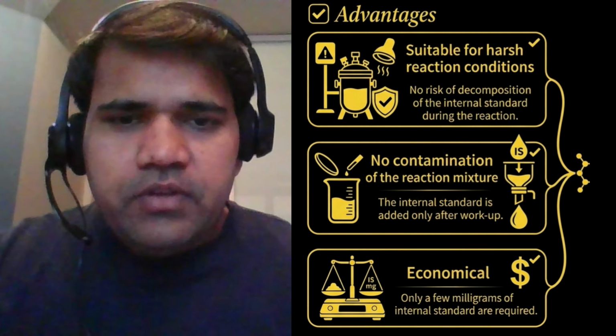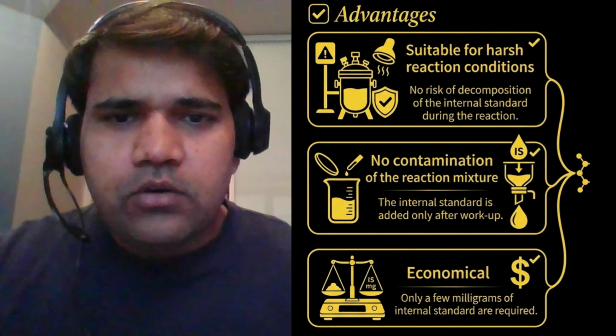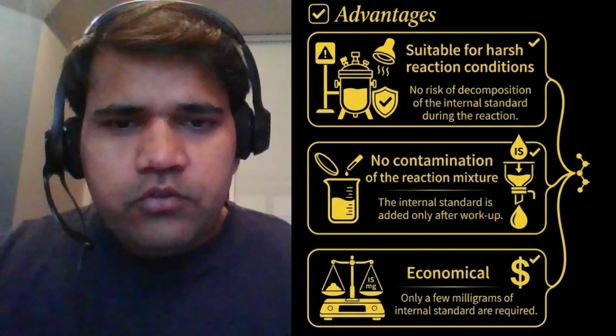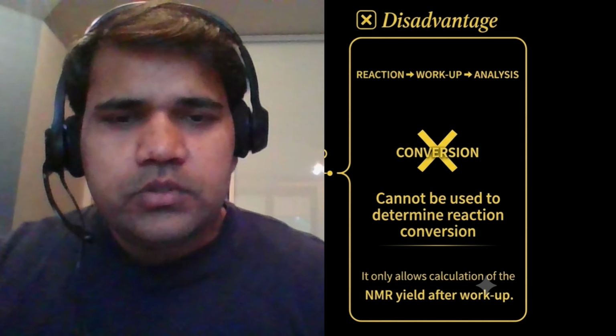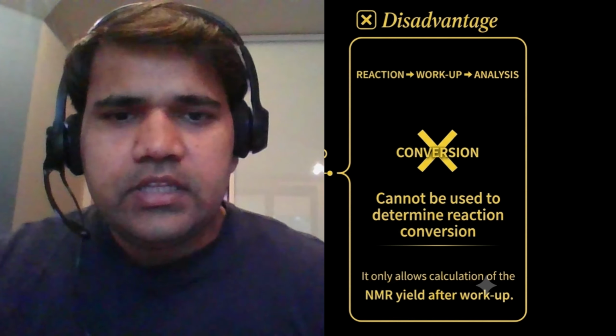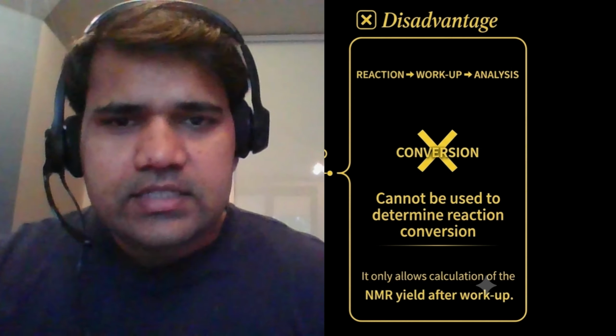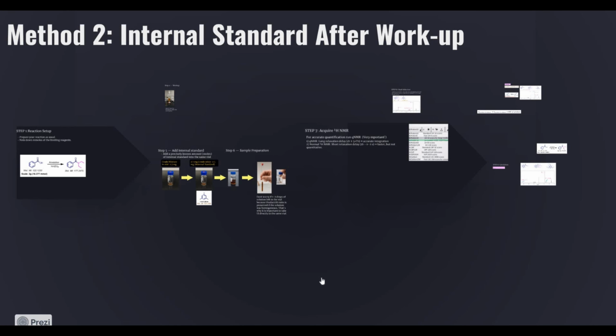As we go through this video, you will understand all the advantages and disadvantages of this method. But I would like to highlight one point: we cannot use this method to calculate the conversion of the reaction. This method is used only for calculating the NMR yield of the reaction. So let's start this video. We are going to understand this method step by step.